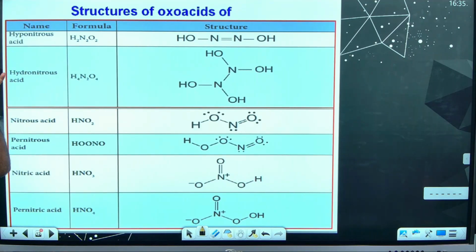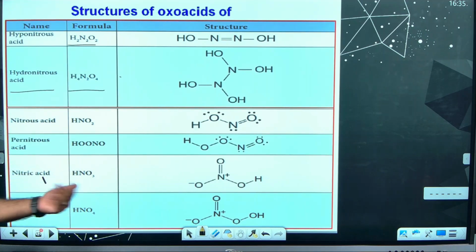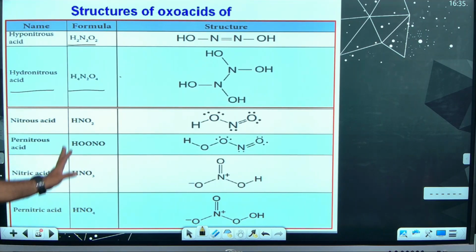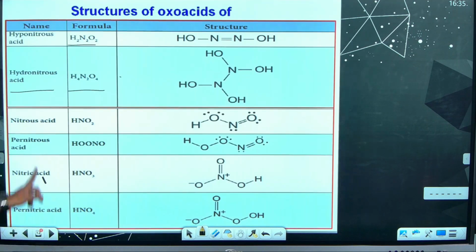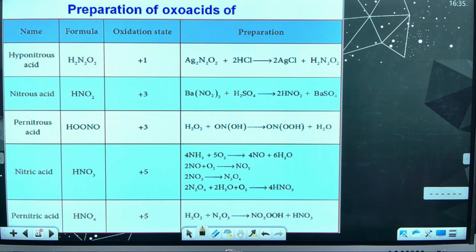See, here you have hyponitrous acid, molecular formula is given and its structure is given. Then hyponitric acid, its structure along with molecular formula. Similarly, nitrous acid, pernitrous acid, nitric acid, pernitric acid, the structures of these compounds are given here along with molecular formulas. So you have to know the structures. That's very important.